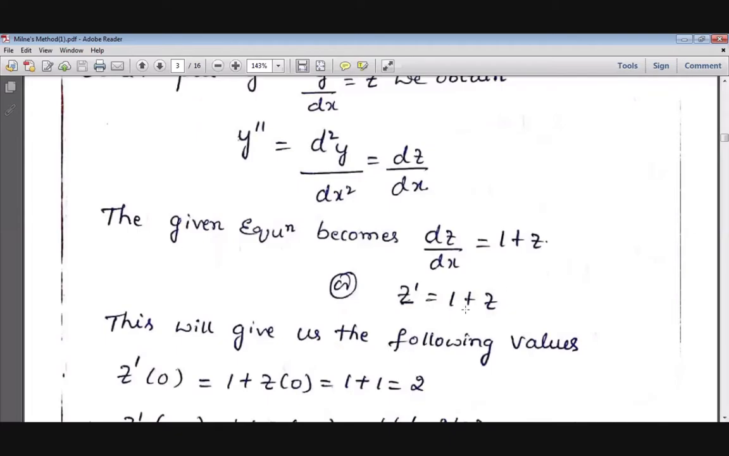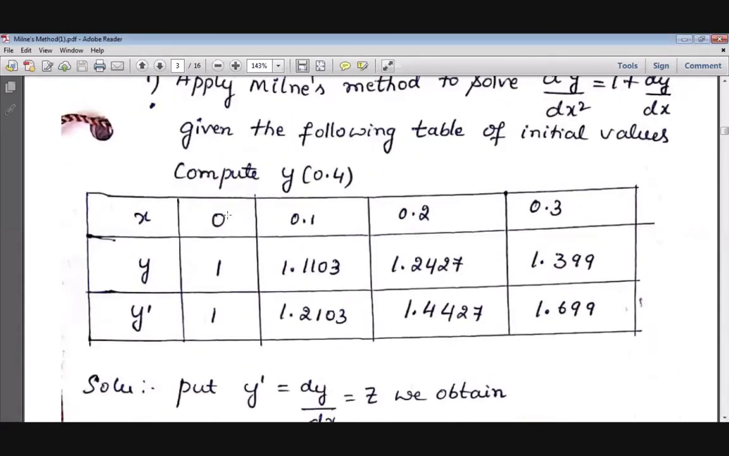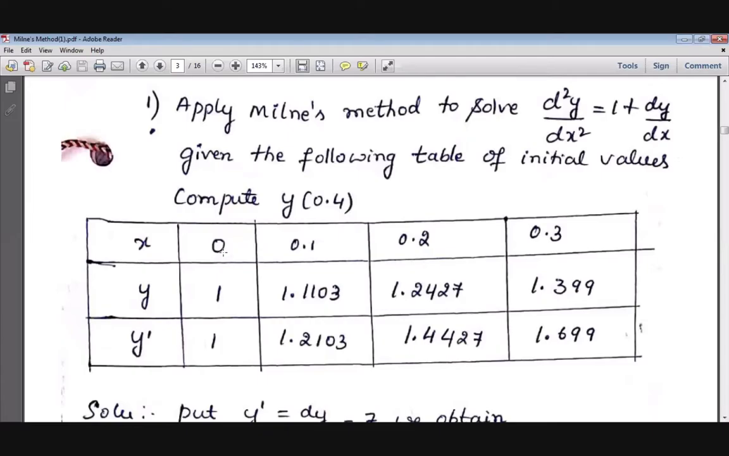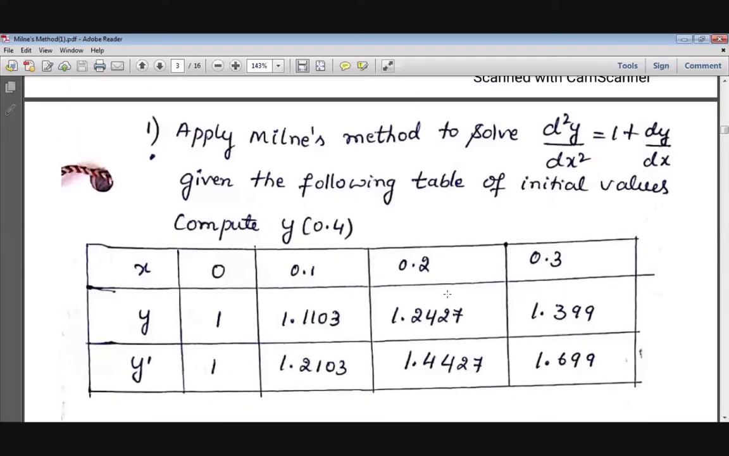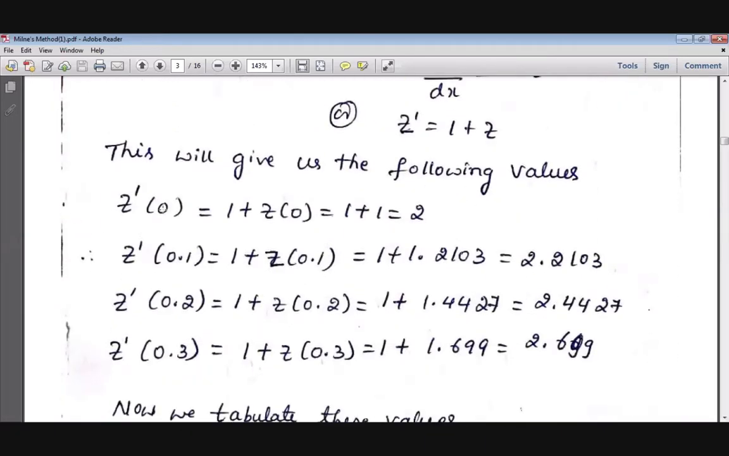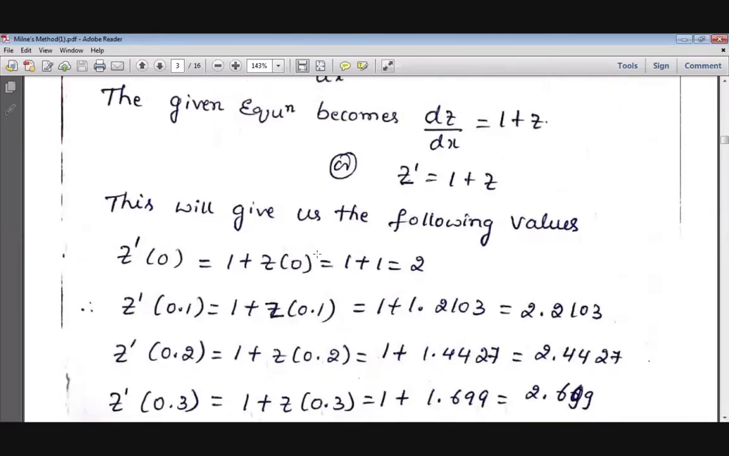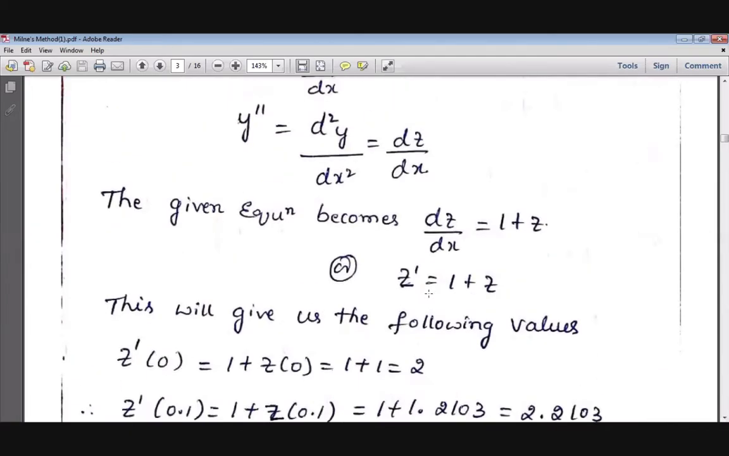Now, after reducing this, find out y dash of 0. Why this y dash of 0? Here, what is the starting value of x? 0. That's why z dash of 0, z dash of 0.1, z dash of 0.2, z dash of 0.3 you need to find out. So, z dash of 0. How to find out this z dash of 0? By using this. We have z dash, find out z dash of 0.